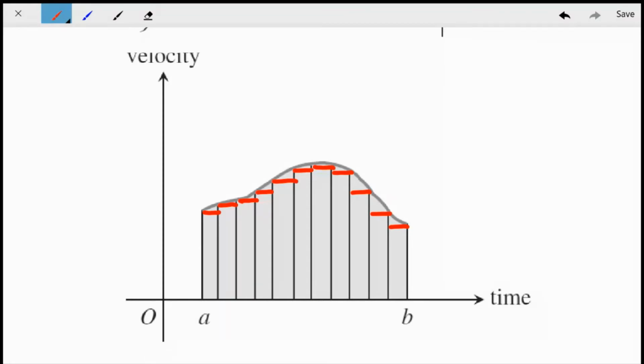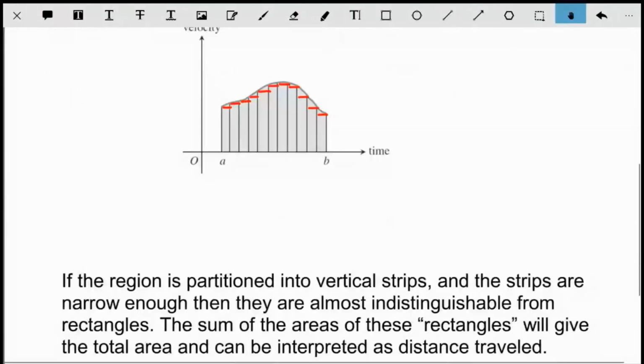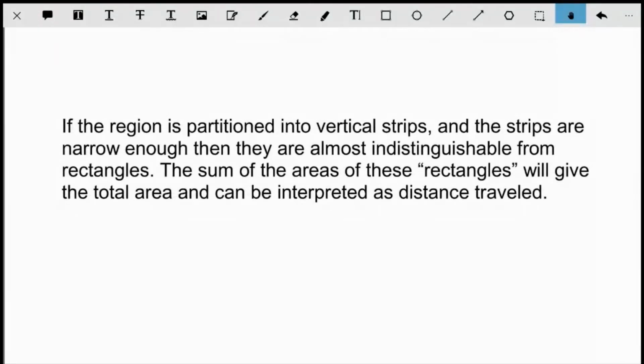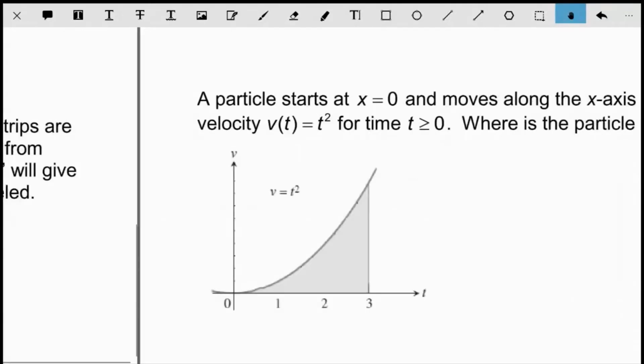So if I were to get enough of these subintervals, if I were to keep increasing the number of subintervals, I would find that there was less and less error in that calculation. And eventually I could approximate and approach exactly the value between the curve and the axis. Okay, so like it says here, that region is partitioned into vertical strips. And when we make those smaller and smaller and smaller, that's going to allow us to get the exact area between the velocity curve and the axis, which would give us the distance.